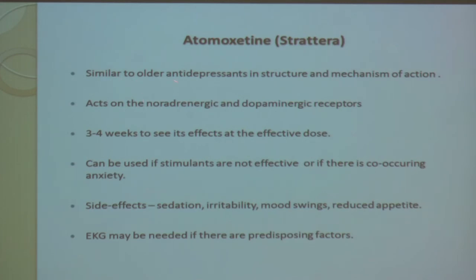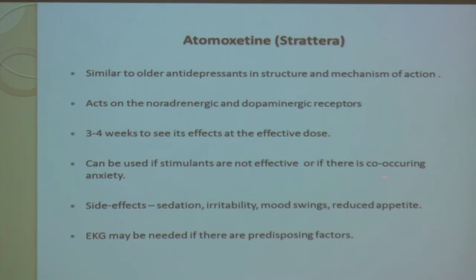Atomoxetine is similar to the older antidepressant medications in its structure and mechanism of action. It also acts on both dopaminergic and noradrenergic receptors. But it's different from stimulants and alpha agonists in that you may not see the effects of the medication right away. So it has to build up in the system. So it may take 3 to 4 weeks before you see any kind of benefit from atomoxetine. So that's a drawback of this medication.